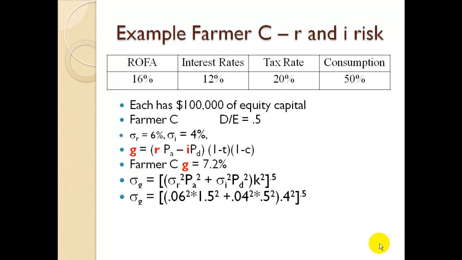So here I've just put in the numbers. Our 6% return on assets risk times the assets over equity squared plus 4% is the standard deviation of I, multiplied by 0.5 squared, the debt to equity squared. And then this whole thing would be multiplied by 0.4, which is K squared. And then we take the square root. When you do that, you get 0.037 or 3.7%.